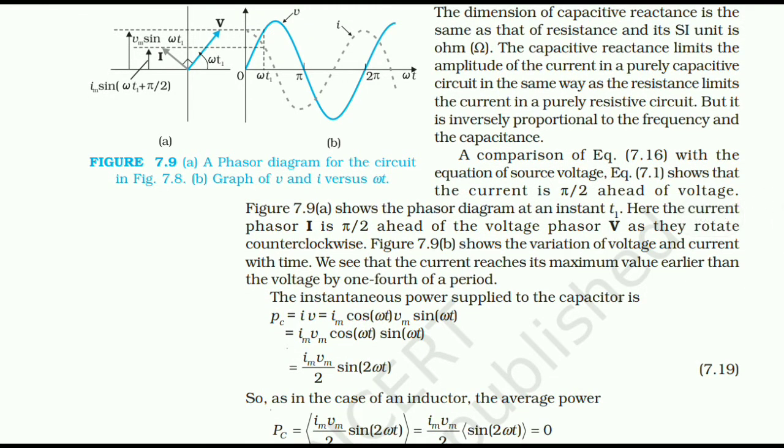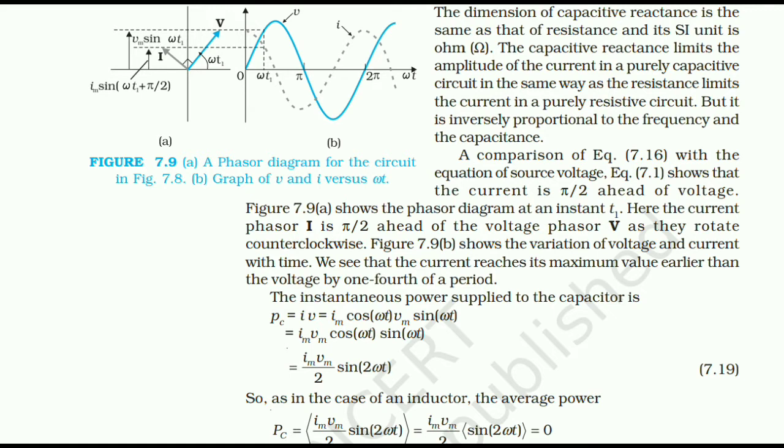Comparison of the equations with the equation of source voltage shows that the current is pi by 2 ahead of the voltage. Figure 7.9a shows the phasor diagram at an instant t1, where the current phasor I is pi by 2 ahead of the voltage phasor V as they rotate counterclockwise. Figure 7.9b shows the variation of voltage and the current with time. We see that the current reaches its maximum value earlier than the voltage by 1/4 of a period.